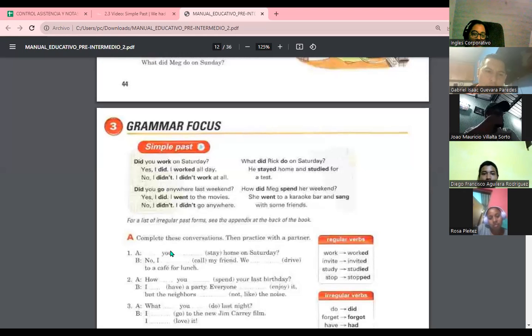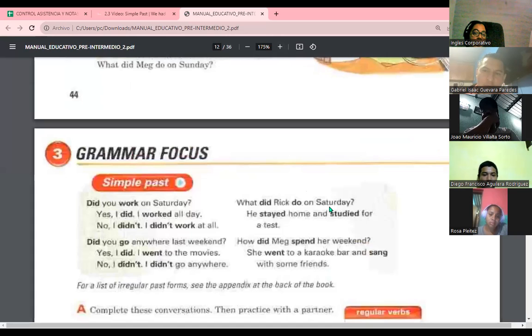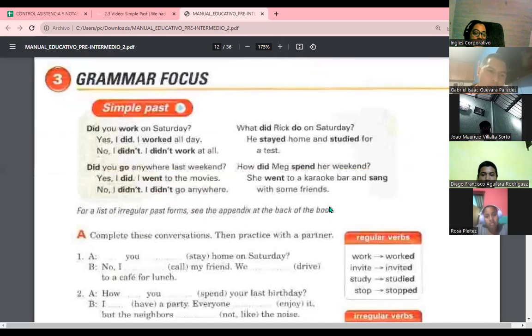A ver, solo Diego. Okay, Gabriel, Isaac. To affirmative sentence, we write the verb in past. The verb in past. Excellent. So, but we don't use the auxiliary did. Why? Why don't we use the auxiliary did? Because we write the verb in past. Excellent. Thank you.